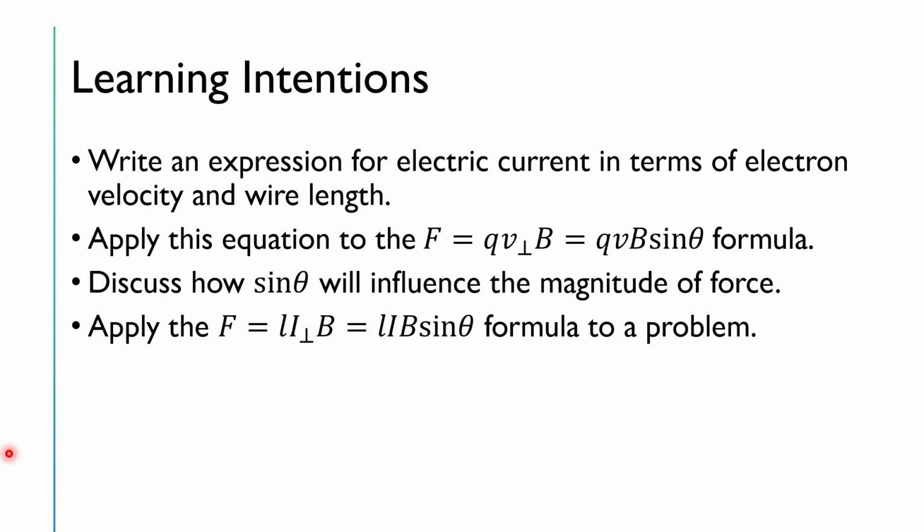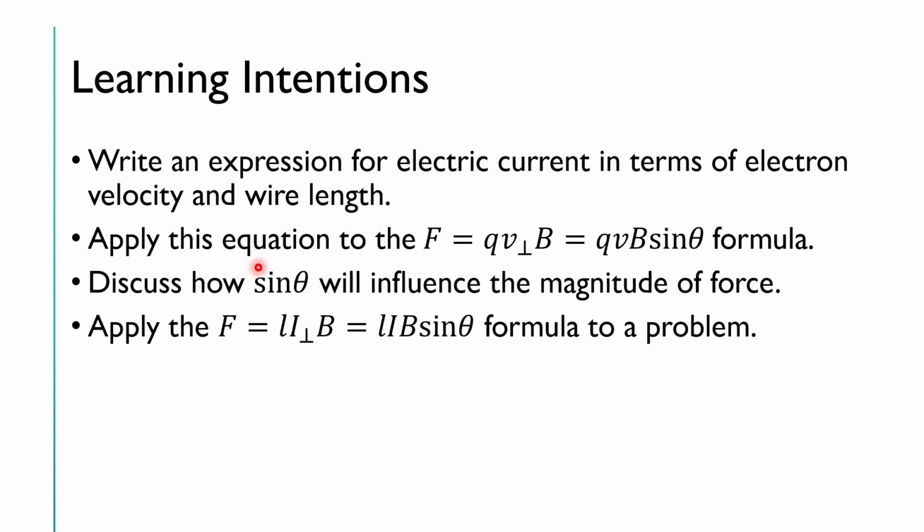So our key learning intentions today is to first write an expression for electric current in terms of electron velocity and wire length. That will allow us to come up with the equation down here based on what we already know about forces being applied to charges because of magnetic fields. So what we'll be able to do is take this formula and apply it to our original formula, which relates force, charge, velocity of charged particle, and magnetic field to again derive our core equation that we're learning about today.